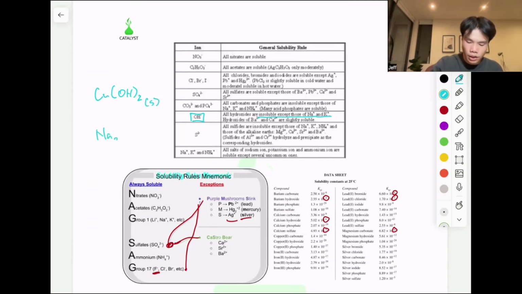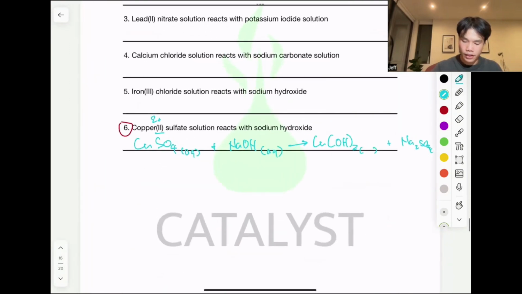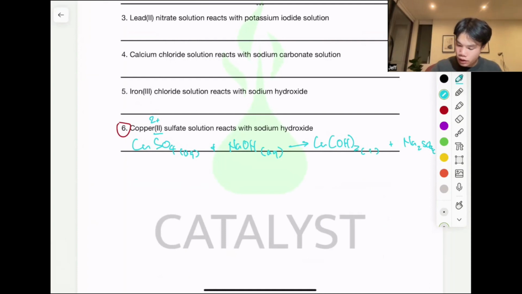And the other, we can check as well, sodium sulfate. Sodium, group 1, always soluble, no matter what. So this is going to be aqueous. And that's where we go about that. So the states are solid and aqueous for the Na2SO4.